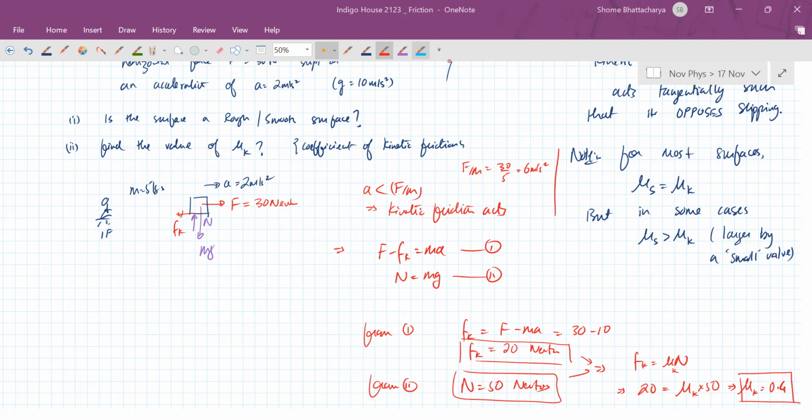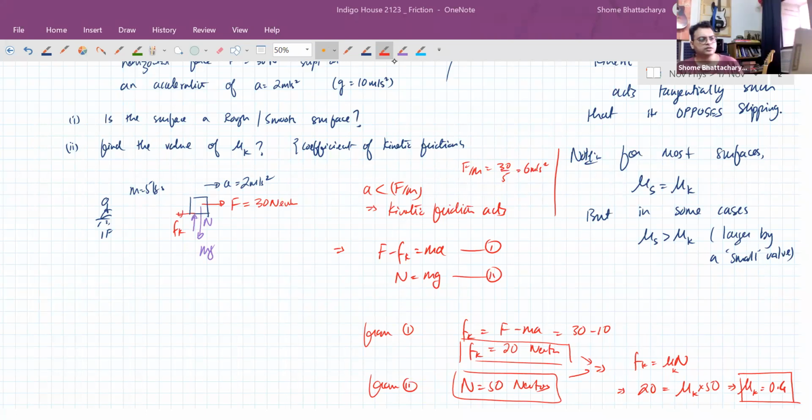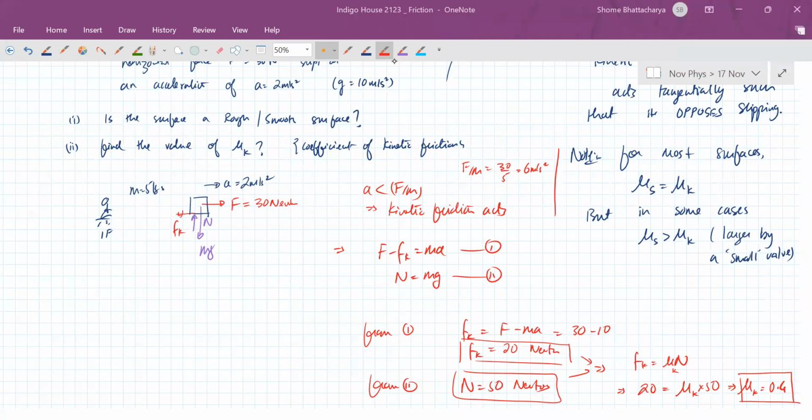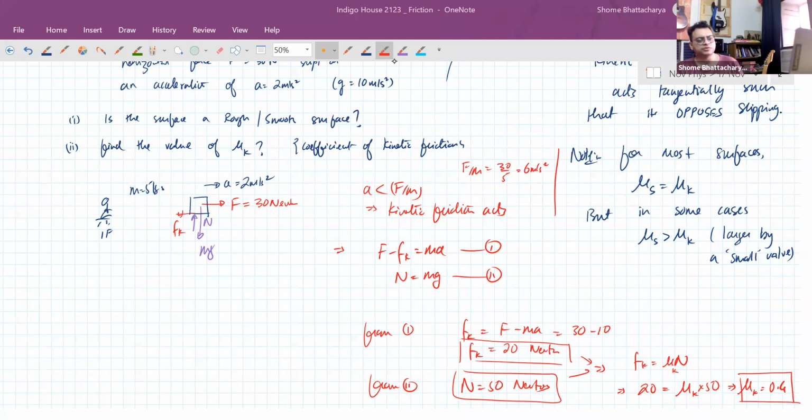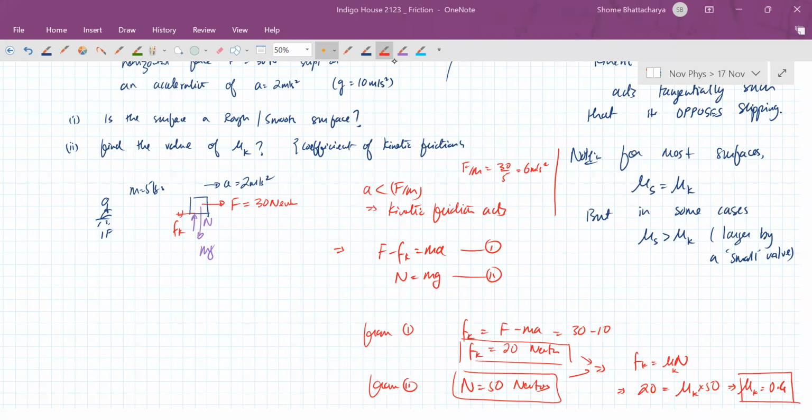So why didn't we equate it with 10 over here? That was the force at which it would have started to slip, right? How do you know it would have started to slip at 10? Because F equals ma, mass into acceleration, that gives us 10 over there.